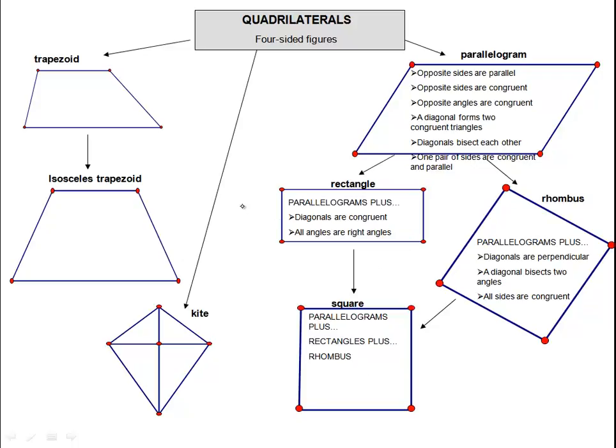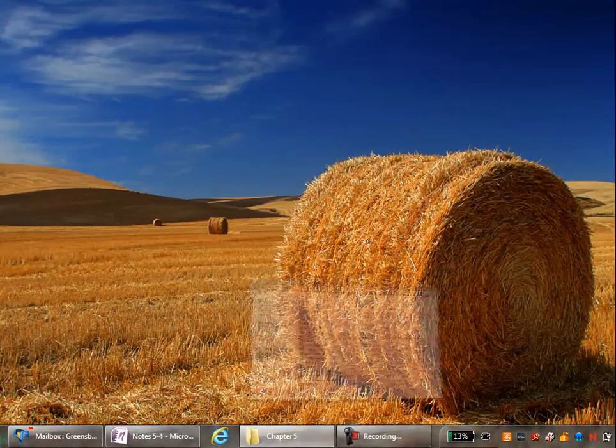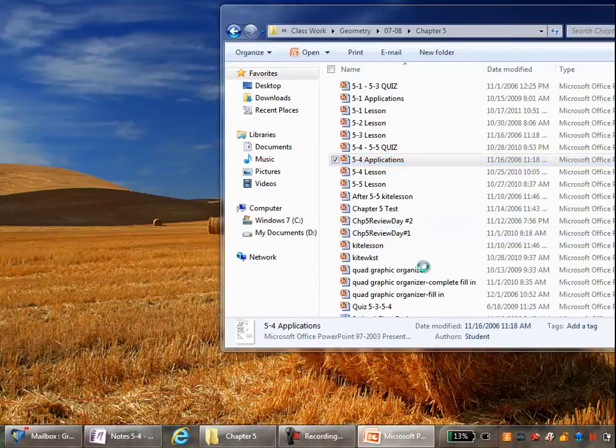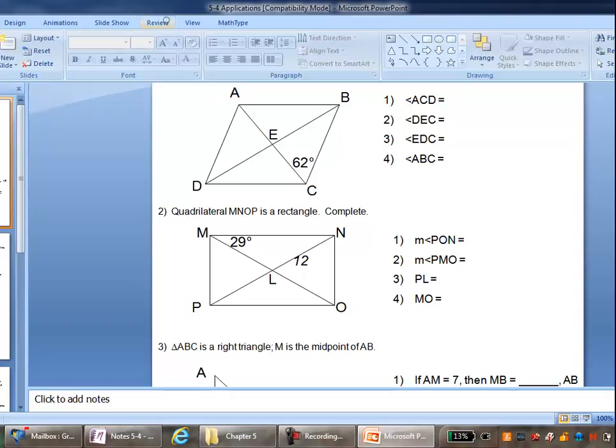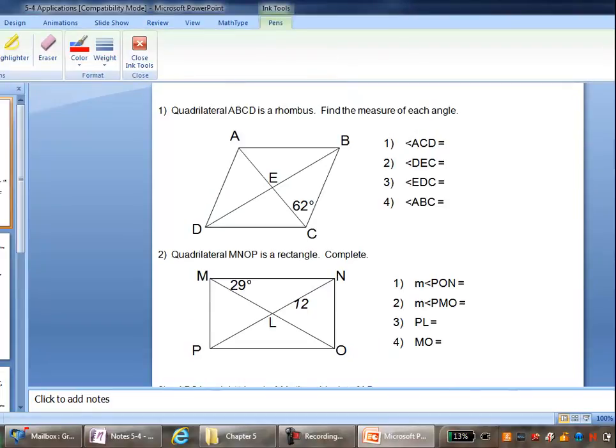Alright, so let's take a look at a couple of application problems for this. And let's close this one. Let's open this one. And let's see a couple of application problems for this. I should be able to draw on this. There we go. Alright. It says quadrilateral ABCD is a rhombus. Find the measure of each angle.